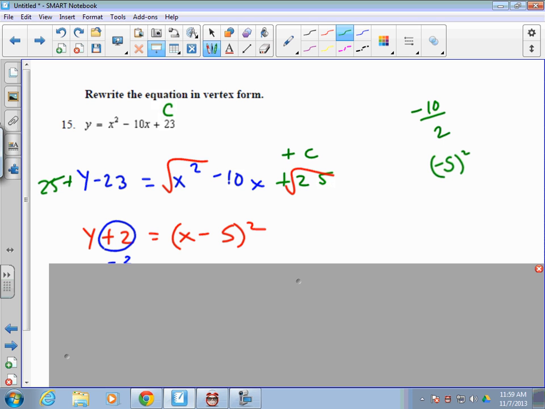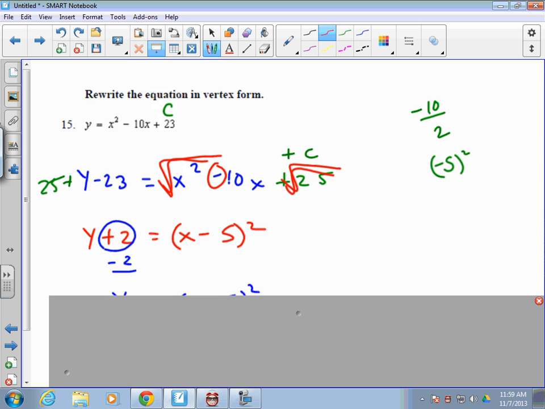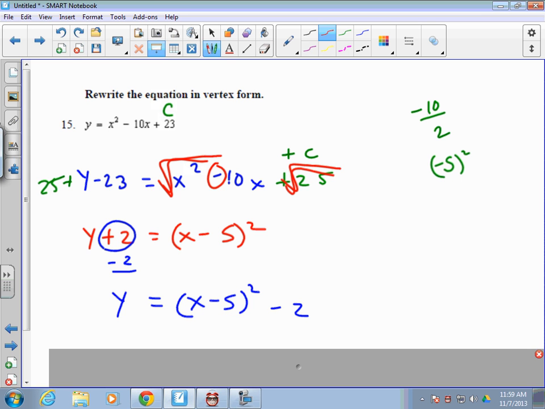So y plus 2 equals the square root of x squared is x. The square root of 25 is 5. This tells you minus in the middle, so x minus 5 squared. And then in order to get vertex form, just get rid of that plus 2 by subtracting it on both sides. So y equals x minus 5 squared minus 2.